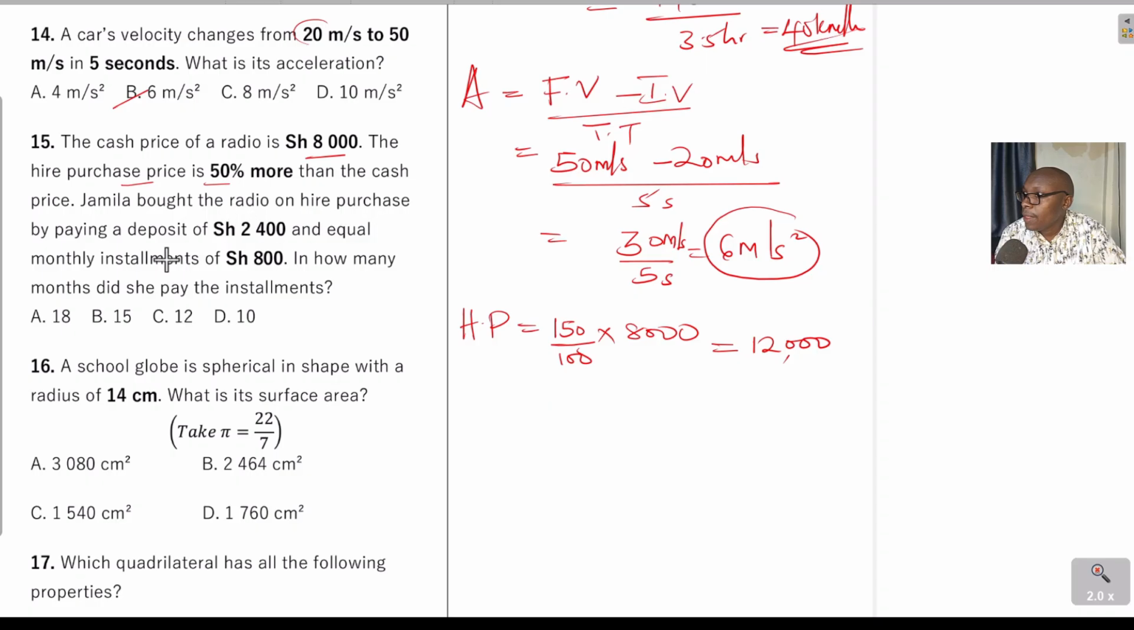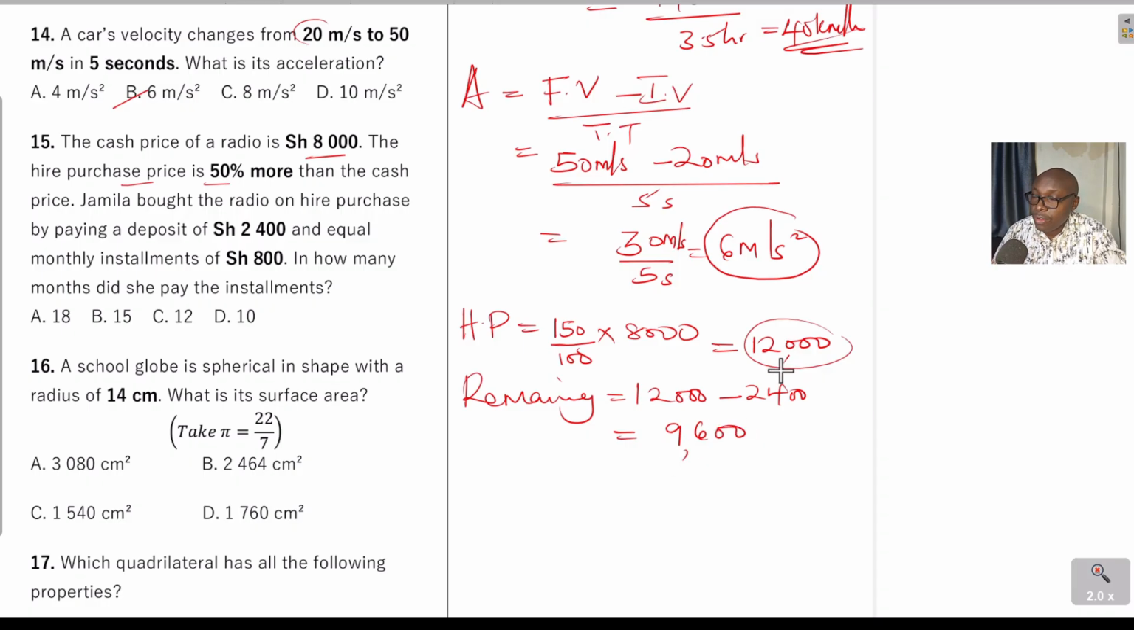Jamila bought the radio after paying a deposit. So after paying the deposit, how much remained? Remember, hire purchase is 12,000. After making the deposit of 2,400, that is how you get the balance. So 12,000 subtract 2,400, and the balance to be paid will be 9,600. She made a deposit of 2,400, so you subtract from 12,000. So now she remains to pay 9,600.